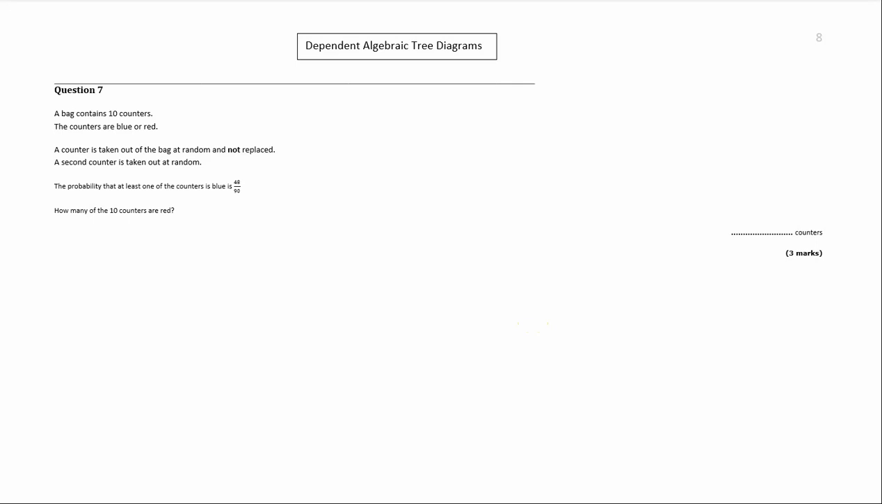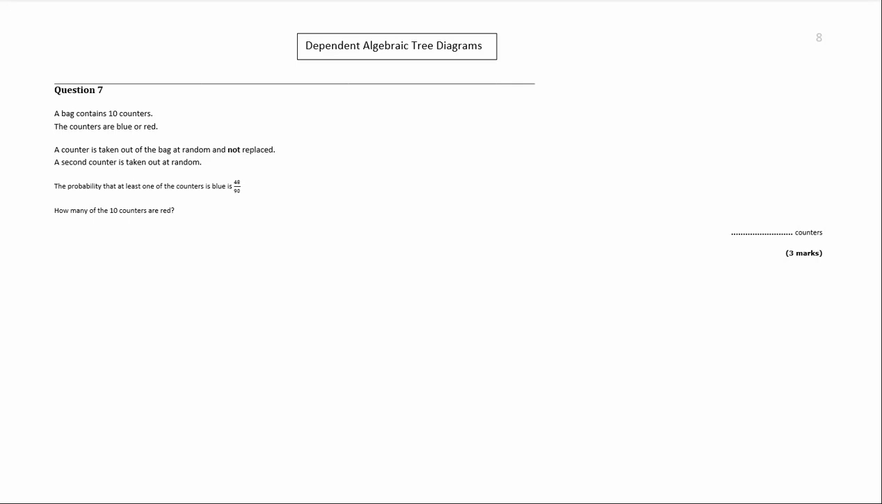This is pretty hard. This is the hardest thing you'll do with tree diagrams. It's kind of the equivalent of the boss battle of probability. Considering GCSE, it's pretty hard. So let's just dive right into it.